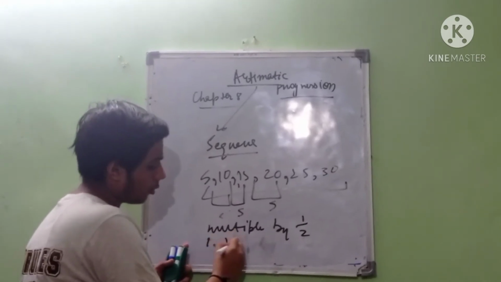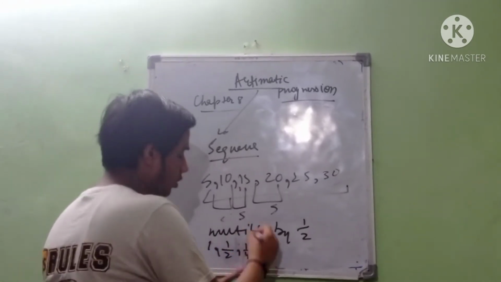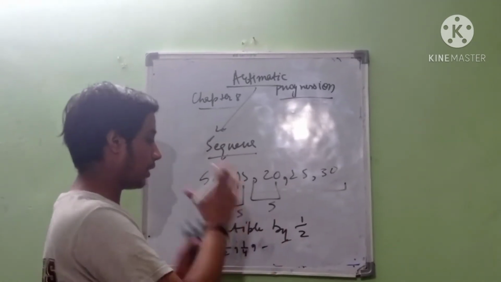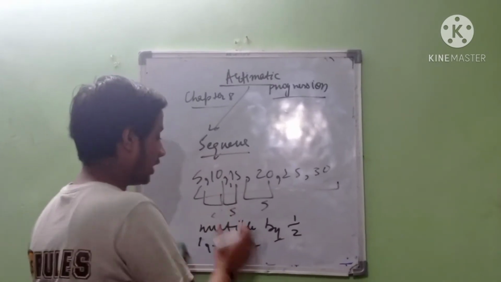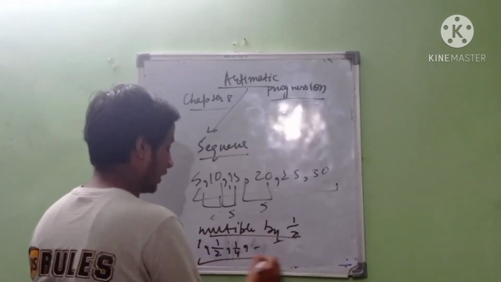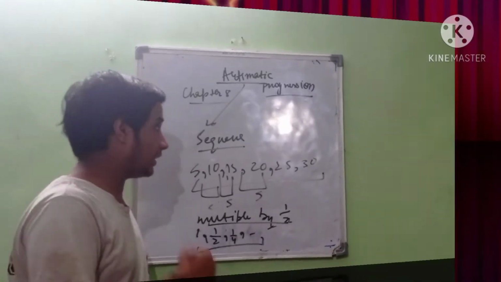So the next example is multiply by 1 by 2. So 1, 1 by 2, 1 by 4, and so on. This is an example when you multiply a number by 1 by 2. Here the rule is 1 by 2 and the numbers are these. So let's take the progression.